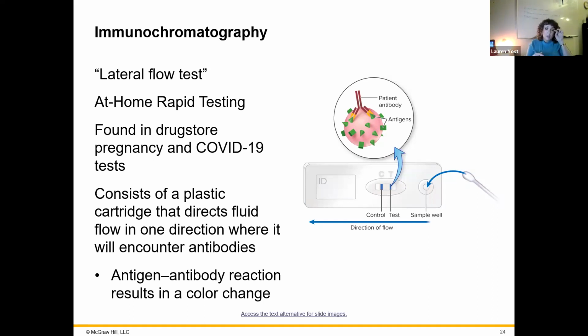There's a strip along which a liquid would be able to migrate, and as it encounters the bars on there, which actually might contain antibodies where we know the antibody, or it could be antigens where we know the antigens in the case of other situations. But anyways, there's still antigen antibody reaction going on that will lead to color change if there is binding there. So that's immunochromatography.